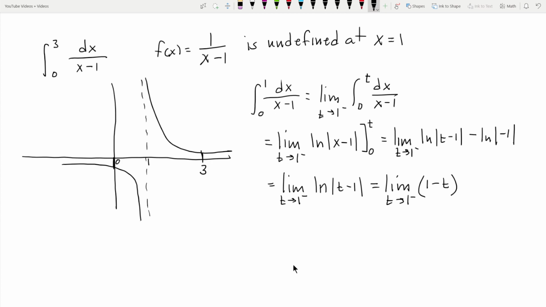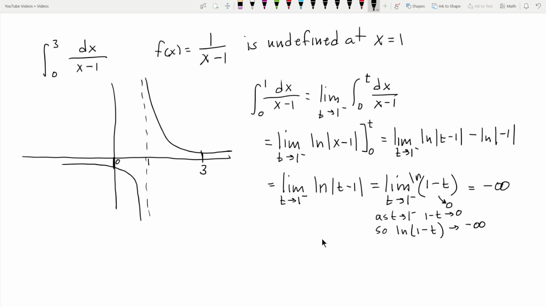Now as we approach 1 from the left, this inside is approaching 0. I forgot my ln. So as t approaches 1 from the left, 1 minus t approaches 0, so ln of 1 minus t approaches negative infinity. So this is negative infinity.